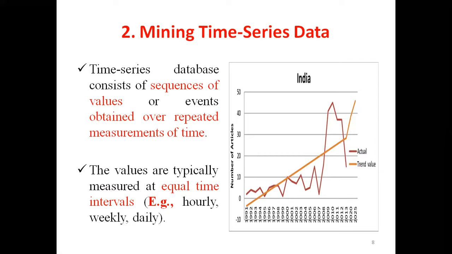Here, obtained over repeated measurement of time is called time series data. That means you will have a sequence of values. For example, in the year zero, it has a value; in the year 2000, it has 10; some sequence of values; and year 2020, like that, it has a sequence of values. That's called time series data. That means how can you measure these values? You will measure these values at equal time intervals. Here in this example, hourly based, not yearly based.